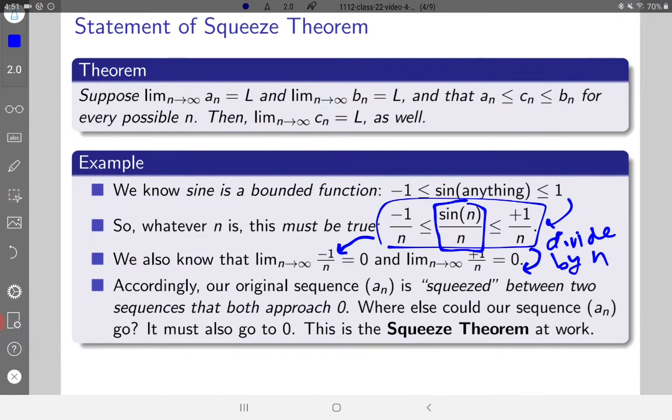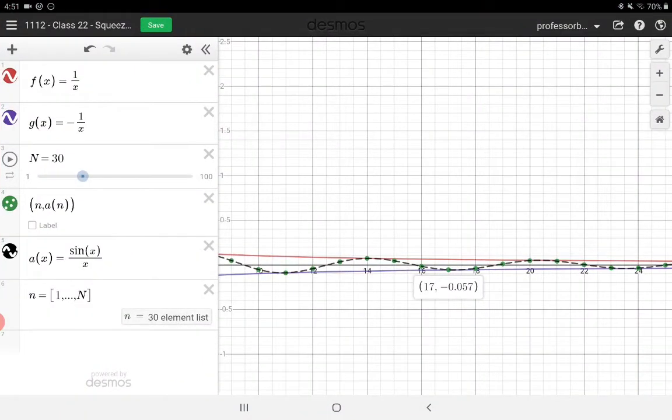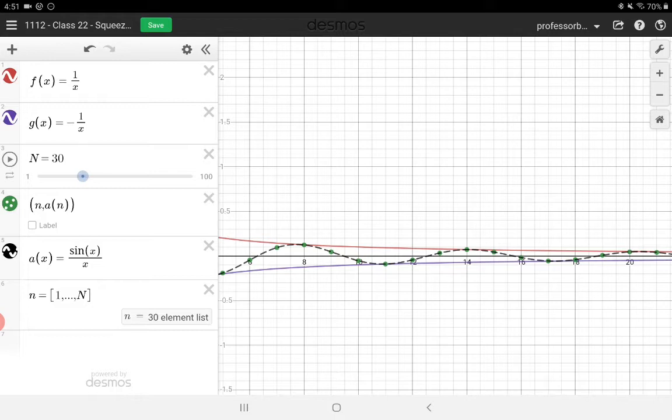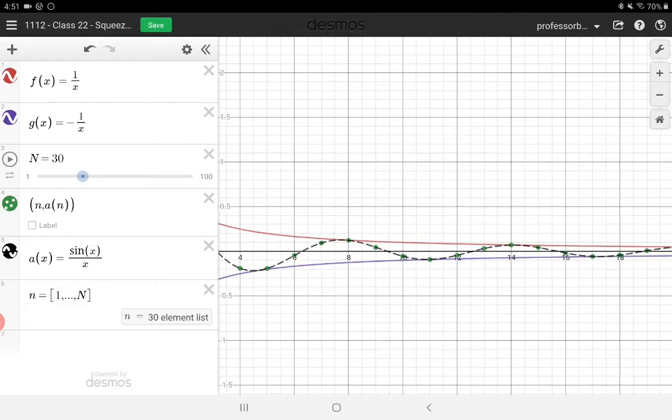That's what these two limits here say. And so where the heck are the terms of my sequence, sine of n over n? They're squeezed between those two things that are approaching 0. Where the heck else is it going to go? It's got to go to 0 too. That dotted black curve and the green dots that live upon it are forced to squeeze down to 0 because they're stuck between two curves that are heading towards 0 themselves.